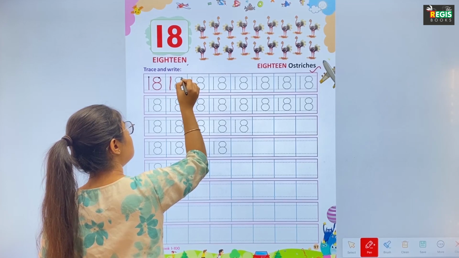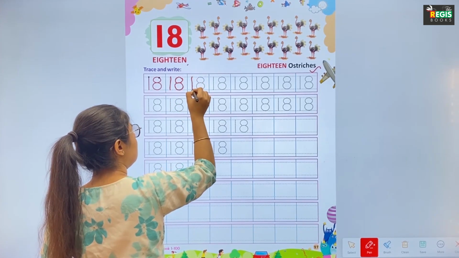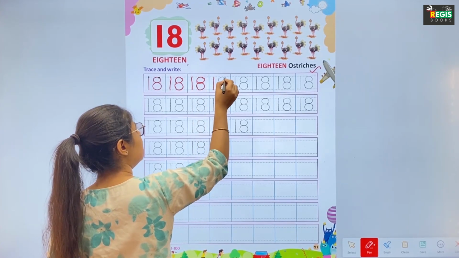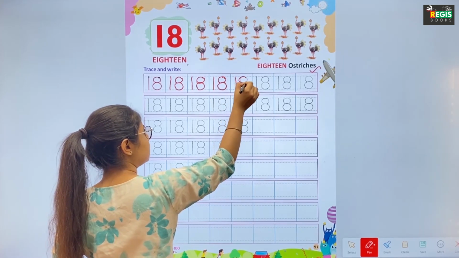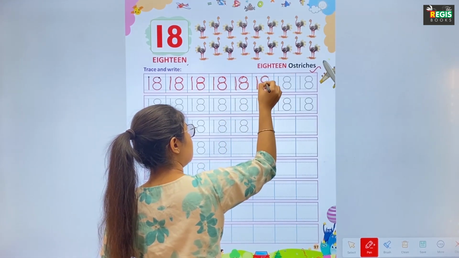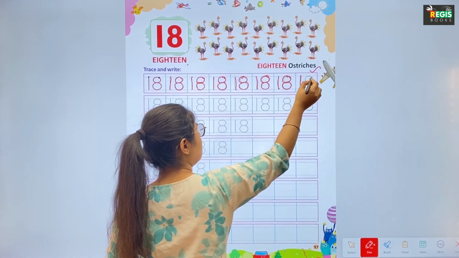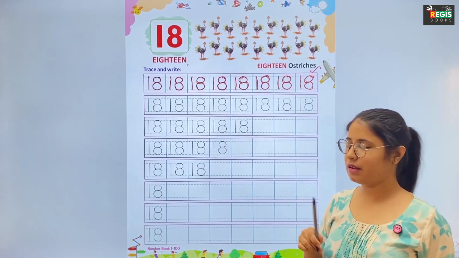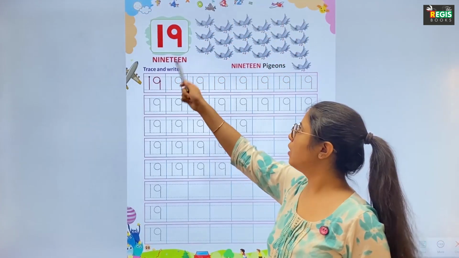1 8 18. First write 1, then write 8 like this. 1 8 18. So kids, similarly आप rest of the boxes में number 18 लिखकर practice करोगे.